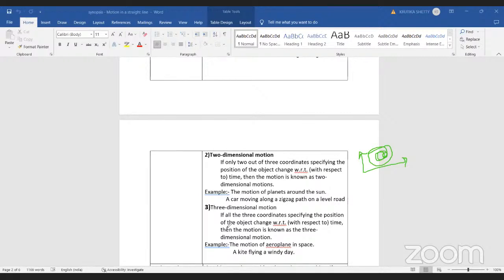Three-dimensional motion: when we are using all three axes with respect to time, it is known as three-dimensional motion. So two-dimensional motion has an example, and three-dimensional motion has an example: the motion of an aeroplane in space, the kite flying on a windy day. These are the two examples for three-dimensional motion.